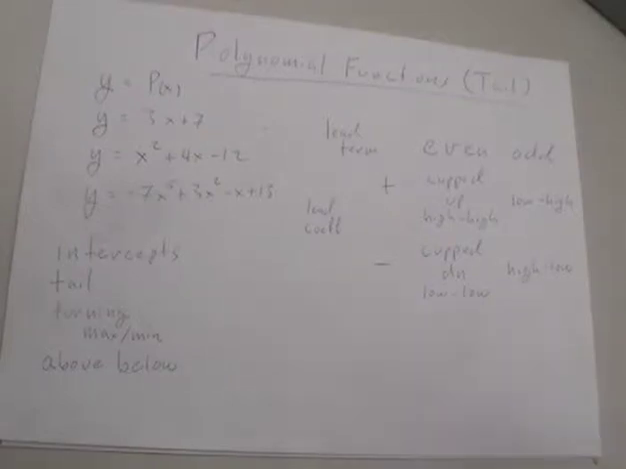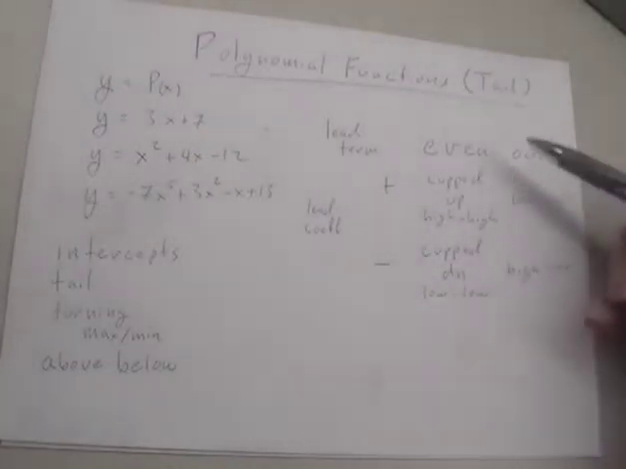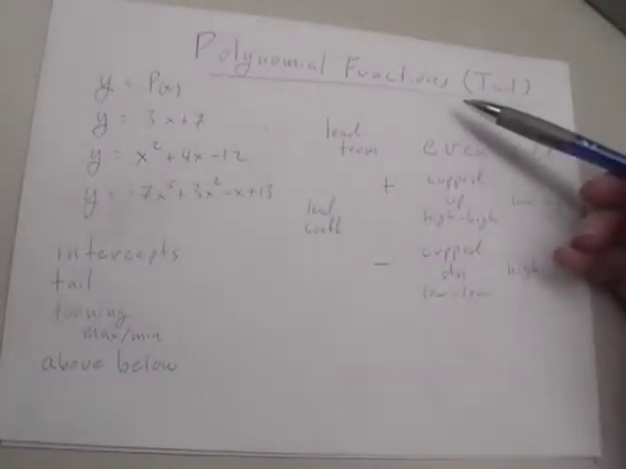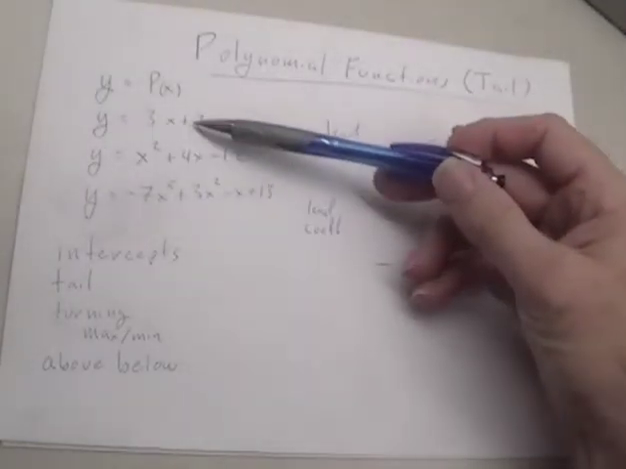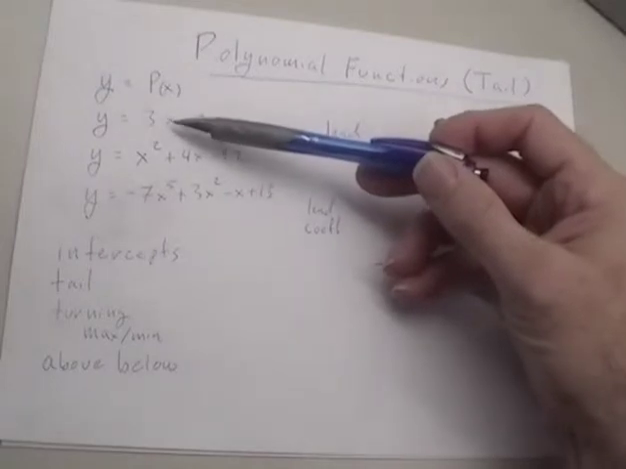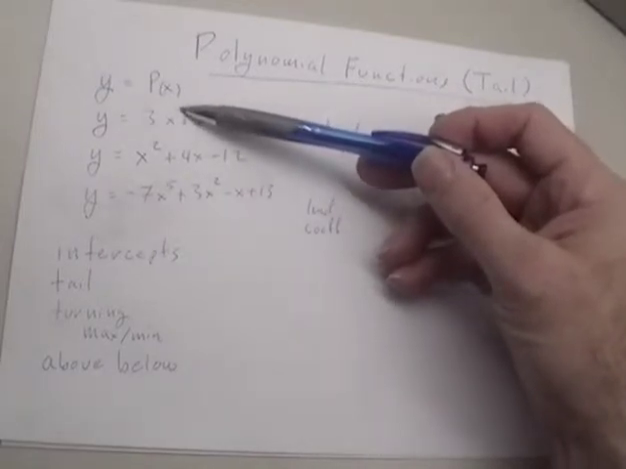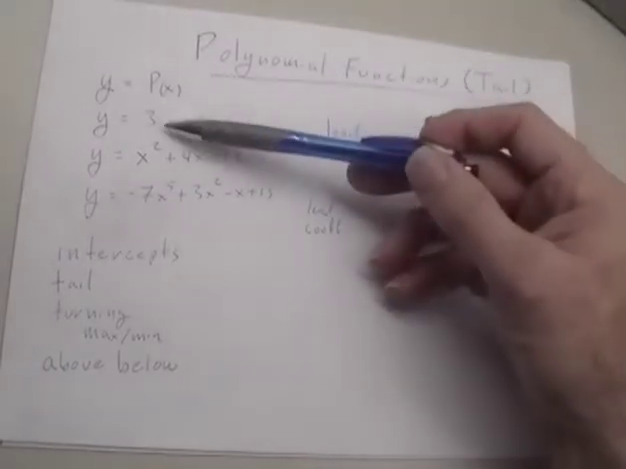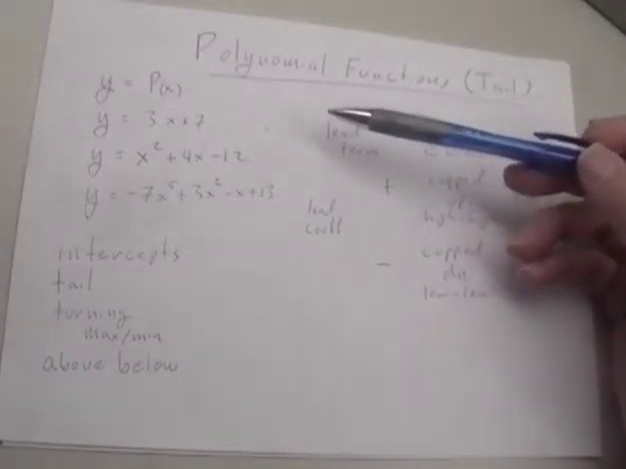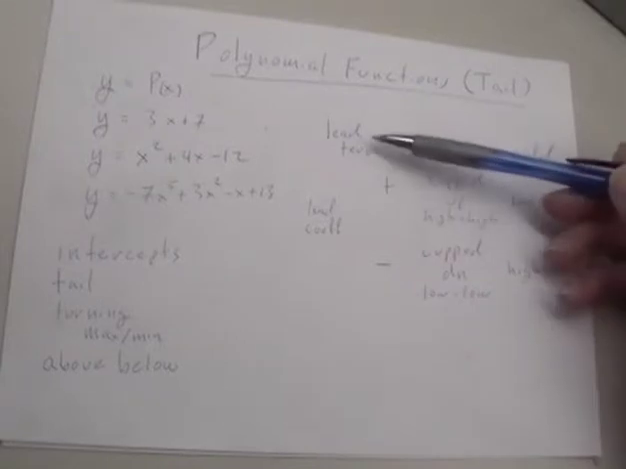Section 3.2, we look at polynomial functions. A polynomial function is going to be given as y in terms of x, where all we have are powers of x to an integer power, constants, coefficients. We're going to talk about the lead term.